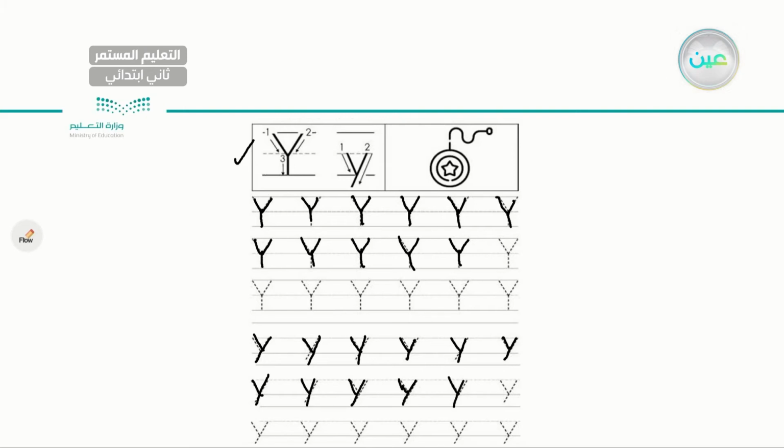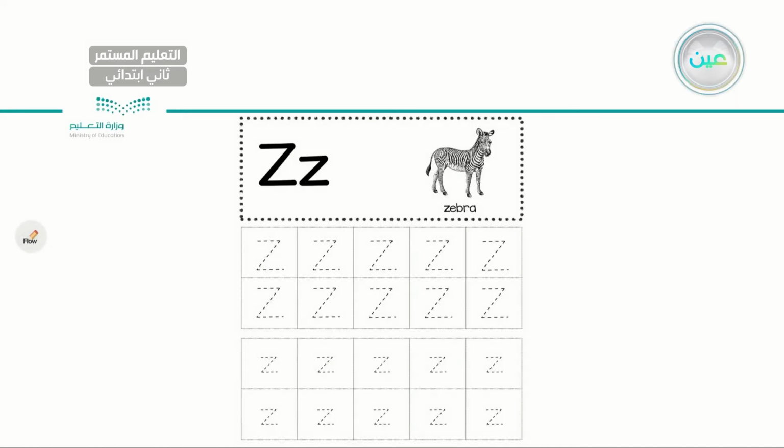Very good, my dear student. So I have capital Y and small y. Let's go to the next one. Last letter, letter Z. Capital and small, and I have a picture of a zebra. Z. Very good. One more time.